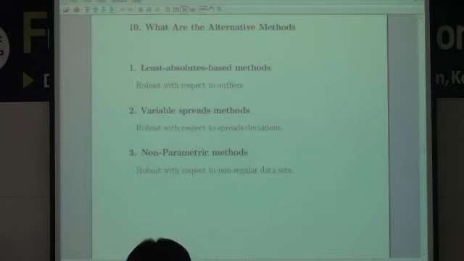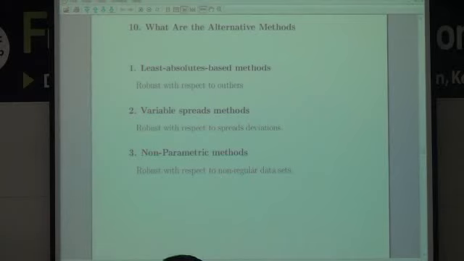What are the alternative methods for removing these problems? We proposed least squares based methods for removing the problem of outliers, as in statistical modeling. I call it robust with respect to outliers. Regarding the variable spread methods, we must introduce some regression models which are robust with respect to spread deviations. And for non-parametric, we must introduce some non-parametric methods which are robust with respect to non-regular data sets.